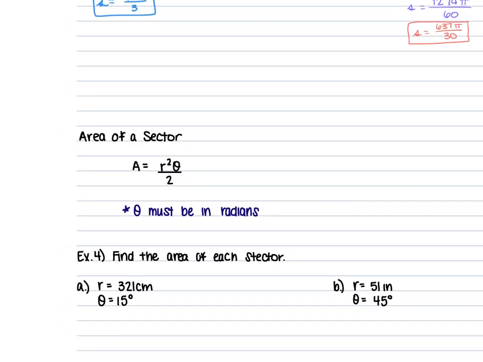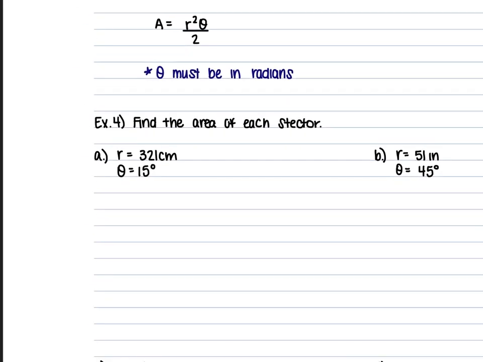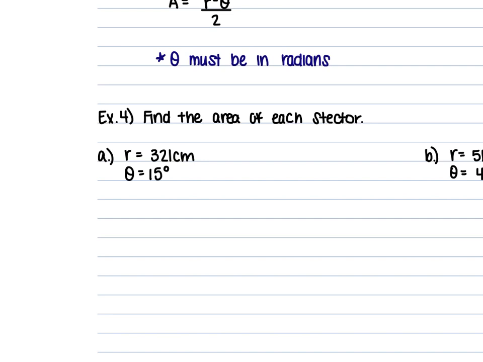The next part in our lesson deals with finding the area of a sector. We're going to be using the formula A is equal to our radius squared times theta over 2. You can use a calculator for this. You're going to be working with larger numbers most of the time. So when you're finding that number squared, if you can use a calculator, that's fine. For example 4, we're finding the area of the sector with a radius of 321 centimeters and theta of 15.